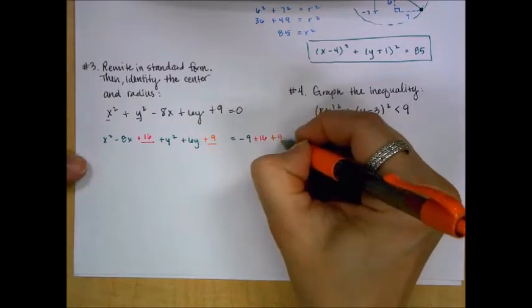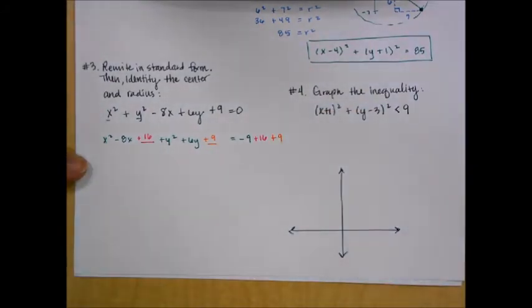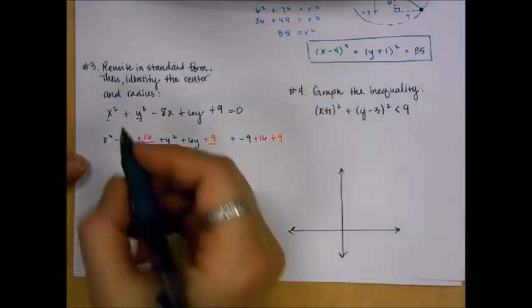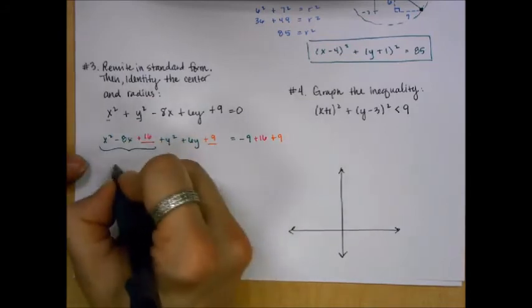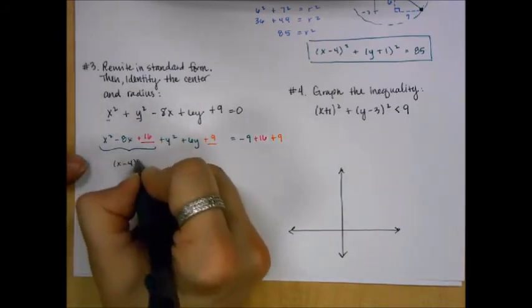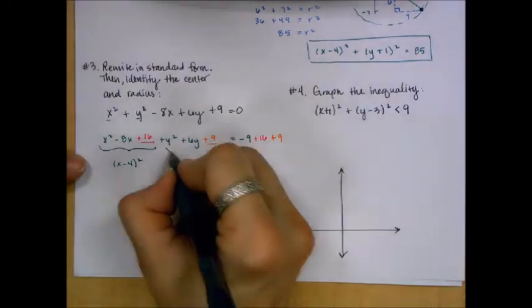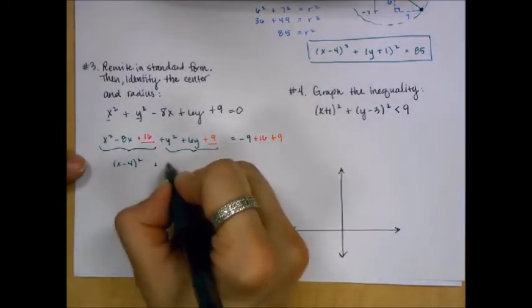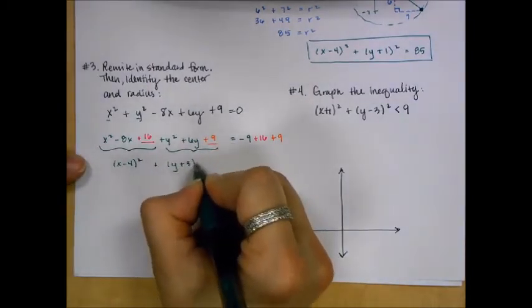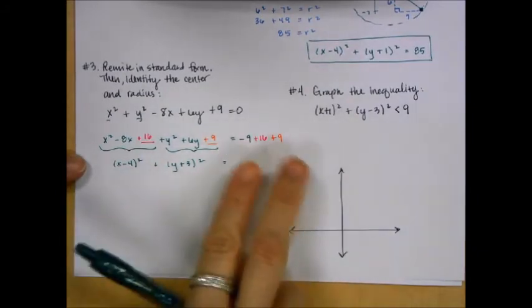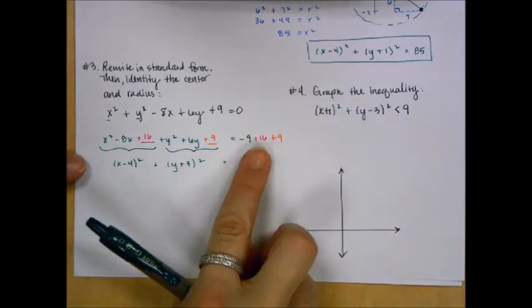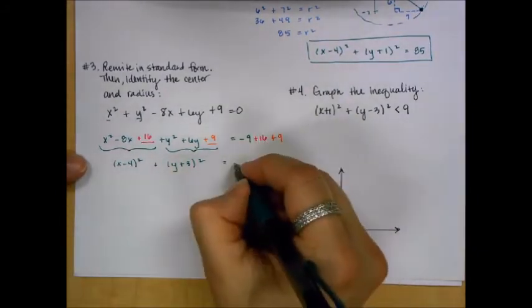So now I have my x's ready to factor. (x - 4) squared. The y's are ready to factor. (y + 3) squared. My 9's are opposites adding together to 0, leaving me with 16. And that's it. There's my circle.